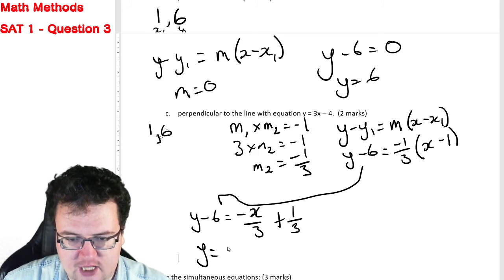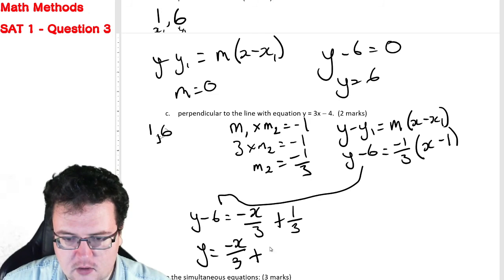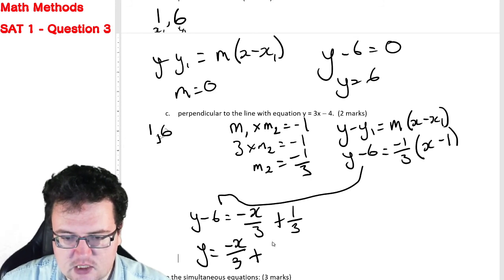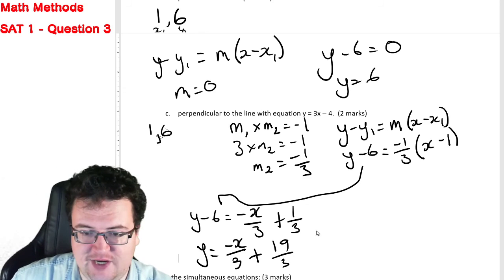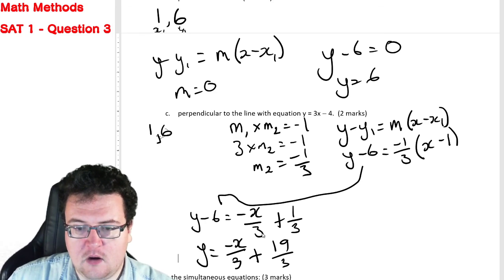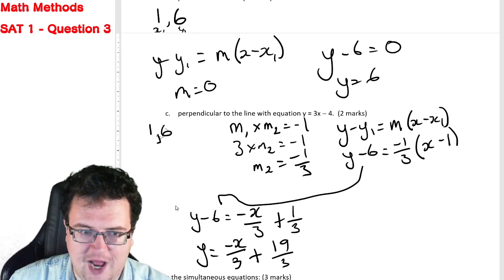So it's going to be y equals negative x on 3 plus 1 over 3 plus 6. So we'll leave it as 19 on 3 because 18 over 3 is equal to 6 plus the 1 there. All right, and that would be your equation that is perpendicular to 3x minus 4, while still passing through the point 1, 6.